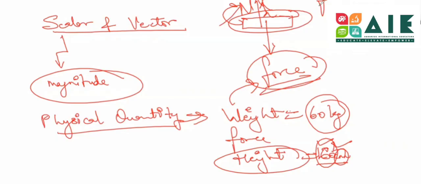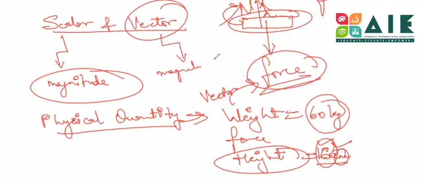Hence we get the force. So the weight is nothing but the force only. Now I got it. It is directed towards the center of the earth. So this direction conveys to me that it is a vector quantity. Vector quantities are those quantities which have magnitude plus direction.